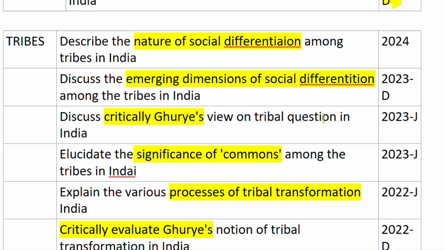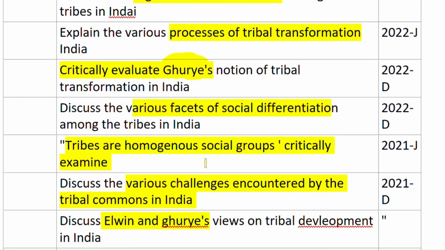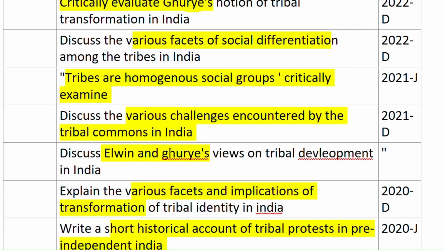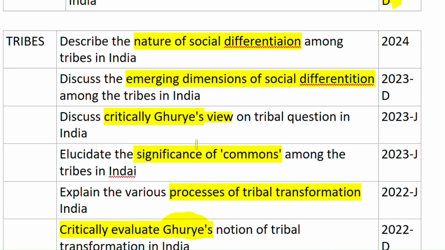Let's discuss the nature of social differentiation, how they are differentiated. That was asked. The emerging dimensions of social differentiation, again the same question. Then come the perspectives. Discuss critically G.S. Ghurye's perspective on tribes. Again in 2022 December, G.S. Ghurye was asked, and again G.S. Ghurye along with Verrier Elwin's perspectives on tribes was asked. Such perspectives of G.S. Ghurye and Verrier Elwin you should be able to understand.